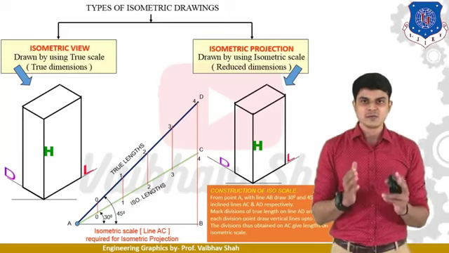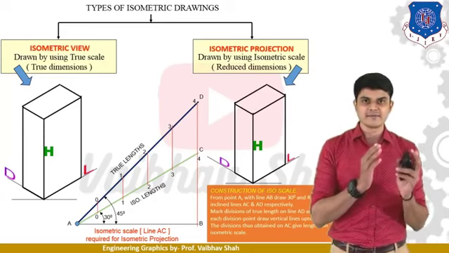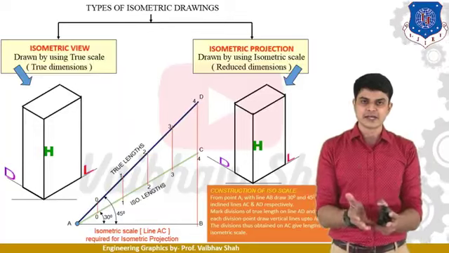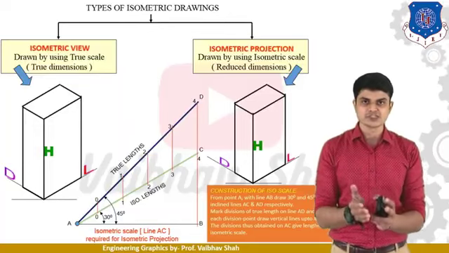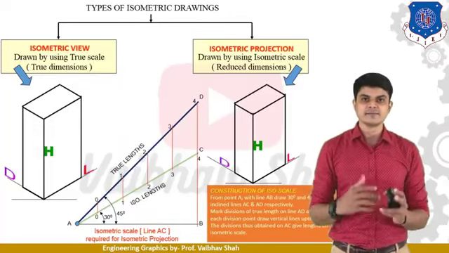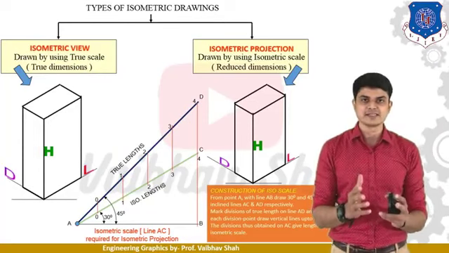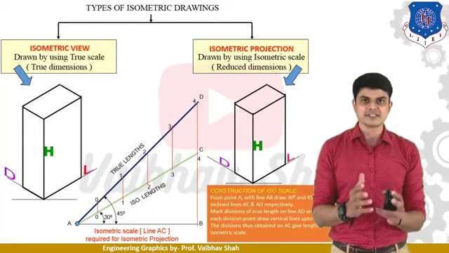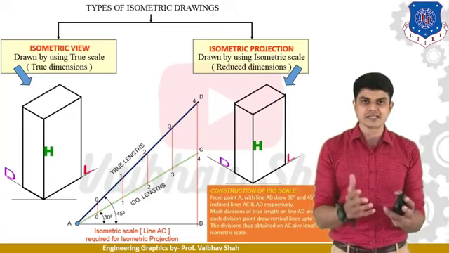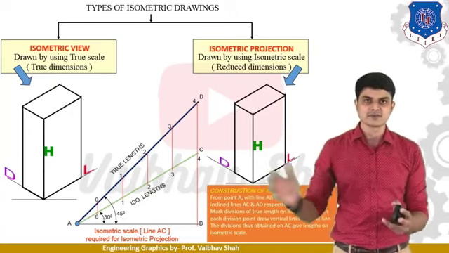Isometric view means whatever you are seeing, you are drawing with exact dimension, that is your isometric view. In your isometric projections, we are actually generating the projection of that particular object, and we might be generating projections which are actually of a reduced length. So we will be using the reduced length from this scale.